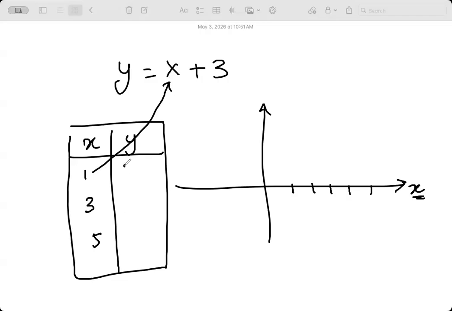What is it? Fill it in for me. What is the answer here? 4, 6, and 8. Nice. So these become the coordinate points. 1 comma 4, right? 3 comma 6. Do you see what I'm doing? Okay. So now when you go to 0, what happens?